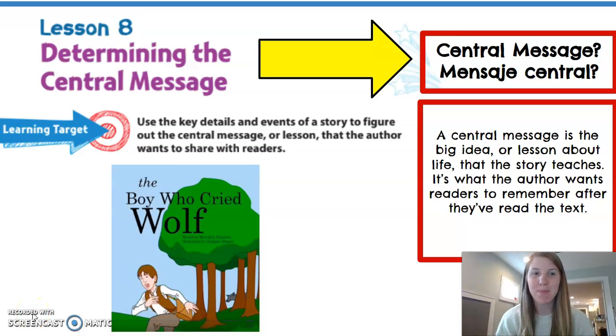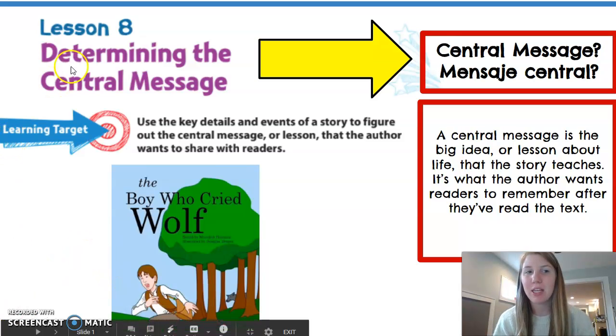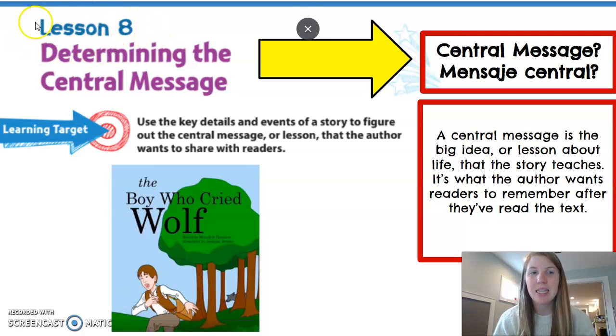I know our days have been following our lesson numbers too, but today we are skipping a little bit. We are day 6 and we're at lesson 8. The title of our lesson today is Determining the Central Message.